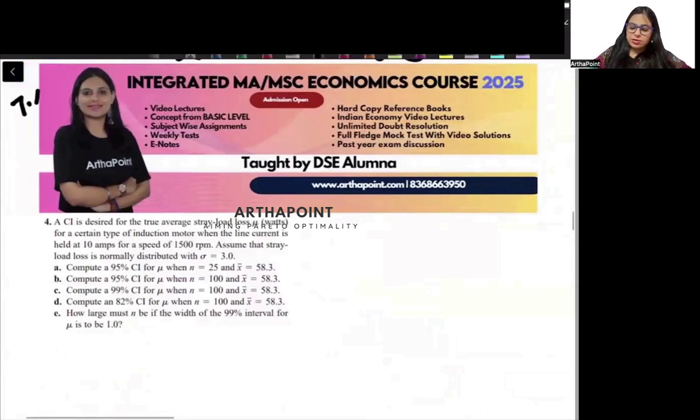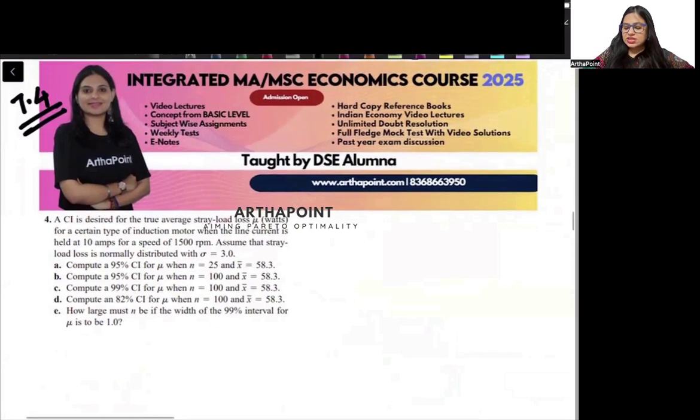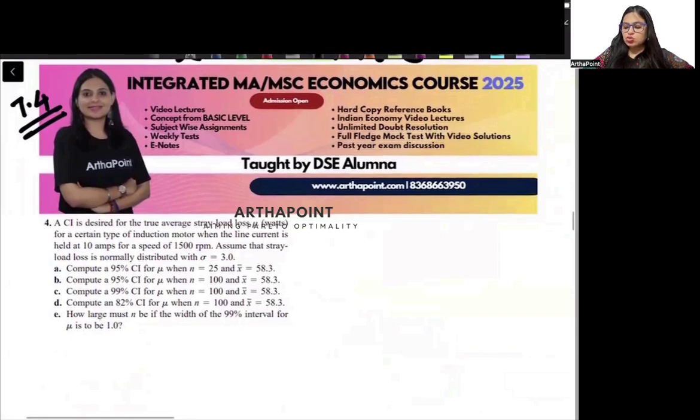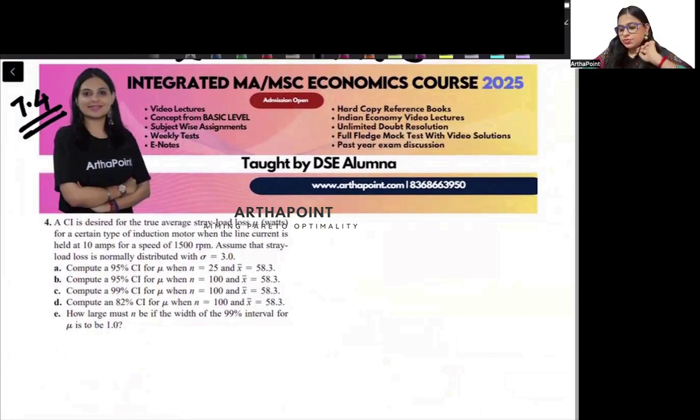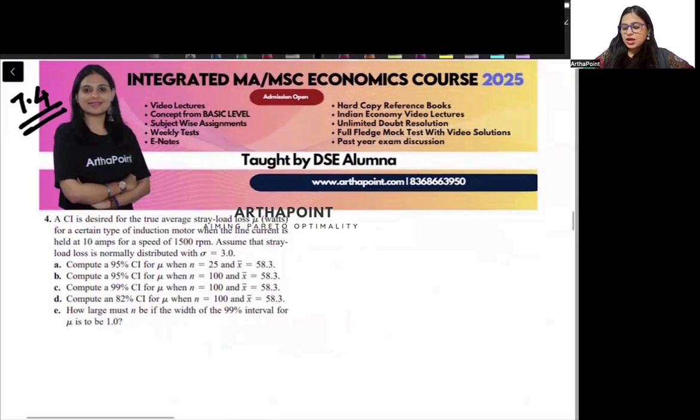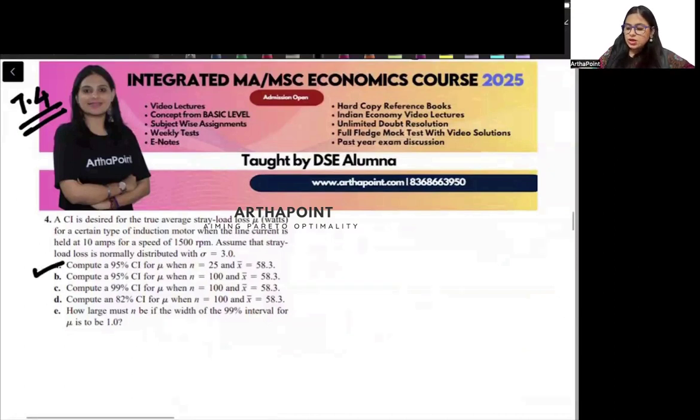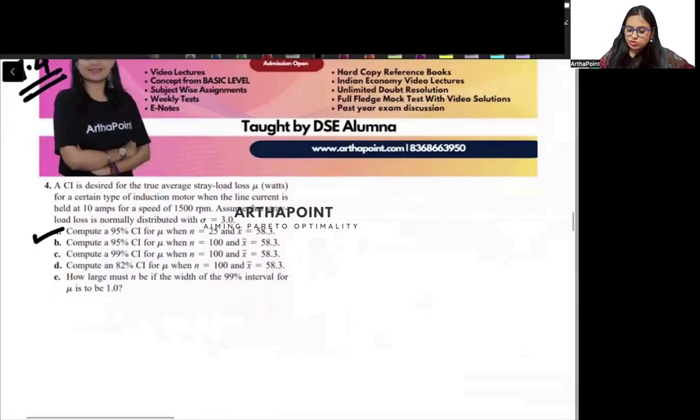This is question number 7.4 of Devore chapter 7. Let us try to read the question. It says a confidence interval is desired for the true average stray load loss for a certain type of induction motor when the line current is held at 10 amps for a speed of 1500 RPM. Assume that the stray load loss is normally distributed with sigma equal to 3. Compute a 95% confidence interval for mu when n is equal to 25 and mean is 58.3.